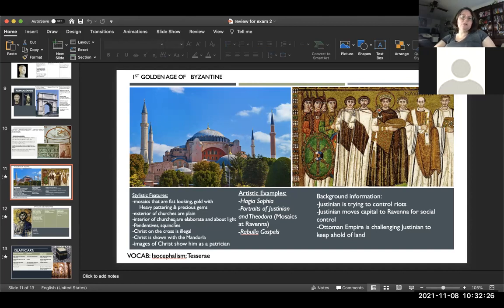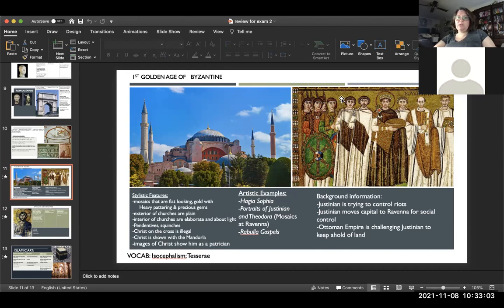So that makes the interiors of the churches very elaborate, very light, very heavy in gold leafing, and bringing in as much sunlight as possible. We see lots of pendentives and squinches. Christ on the cross is still illegal. And we often see Christ with a mandorla behind him, which is that egg shape we talked about. Images of Christ are now showing him as patrician.